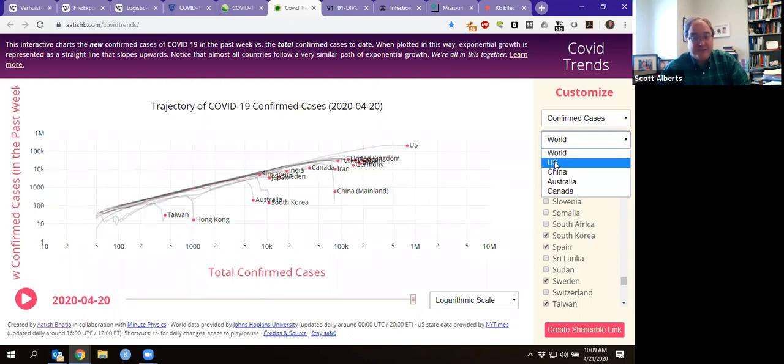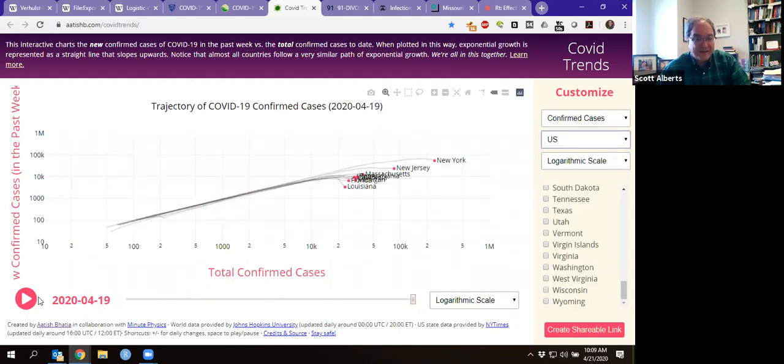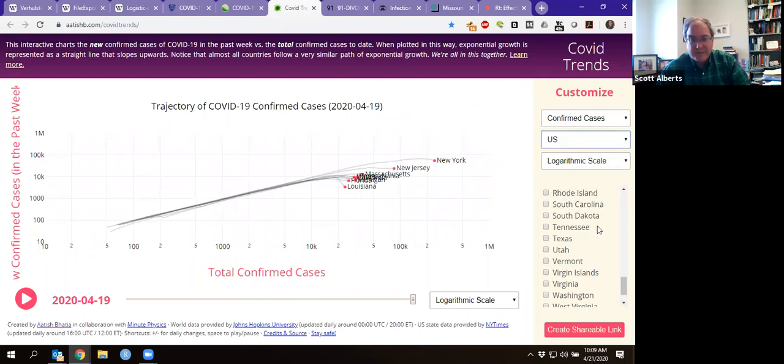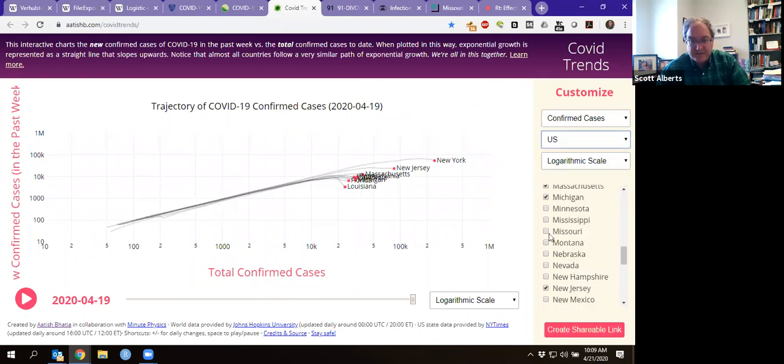We can switch this to just look at the US states, and you can animate it again, which is kind of fun to do. They have only the biggest states with the most cases on here, but I'll put Missouri on here as well. And you can see Missouri did start to bend the curve here in April. So our social distancing did seem to work there.